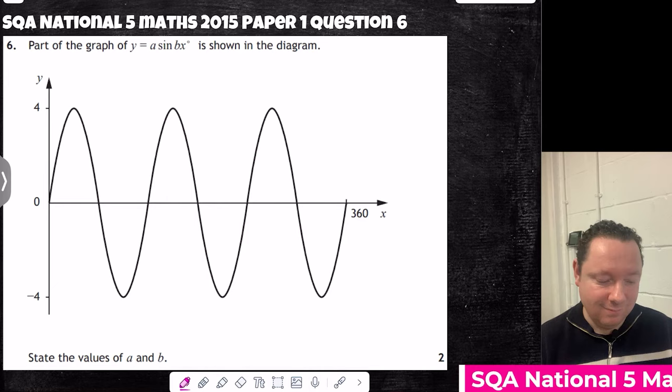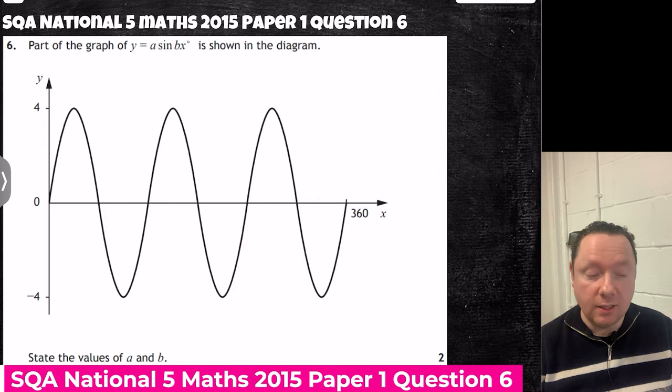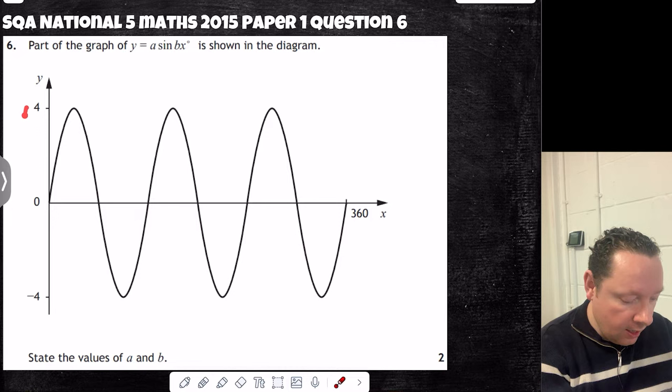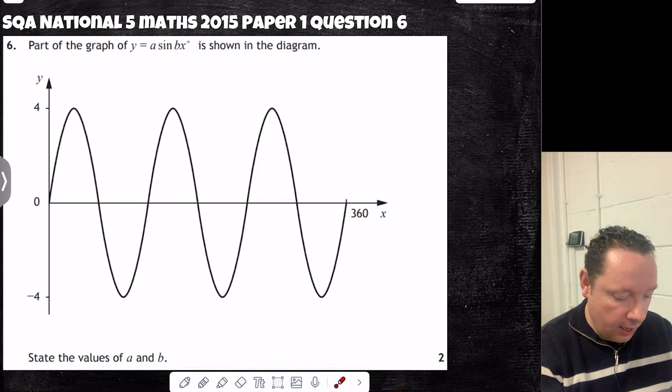Being asked to find Maths 2015, Paper 1, Question 6 on trig graphs. Part of the graph of y equals a sine bx is shown in the diagram. We need to find the values of a and b. So to find a, which is called the amplitude, it's the number in front of sine. To find the amplitude, it is how much space this takes up divided by 2. So that starts at 4 and it goes to a minimum of minus 4. That takes up 8.